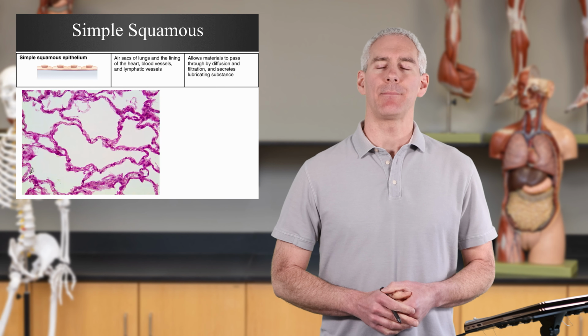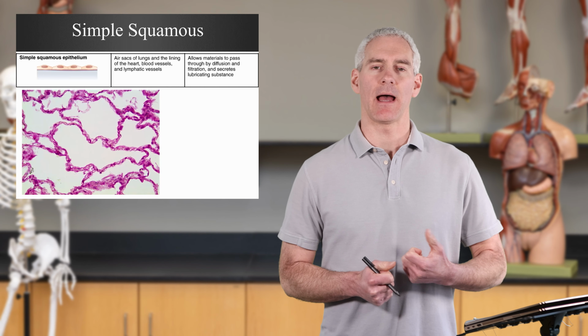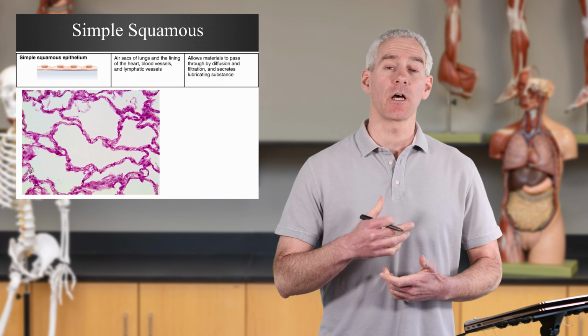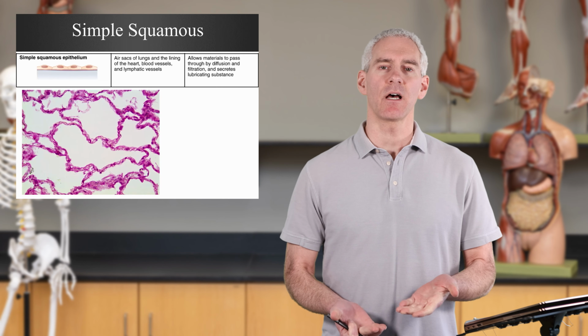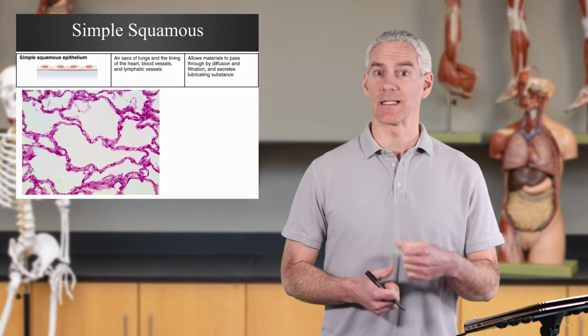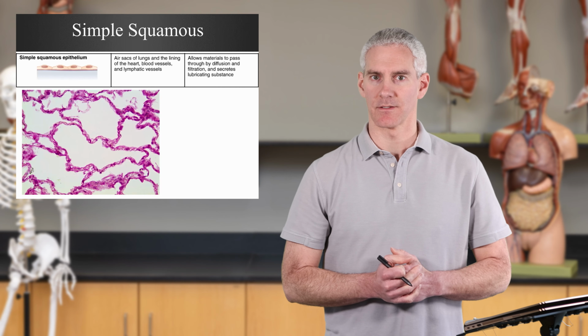Continuing on with epithelial tissue, we'll start looking at the individual types of epithelial tissue. First up is simple squamous epithelium. In the case of simple squamous, we're looking at simple, one layer, squamous, flat cells.